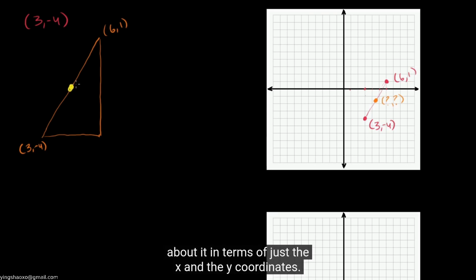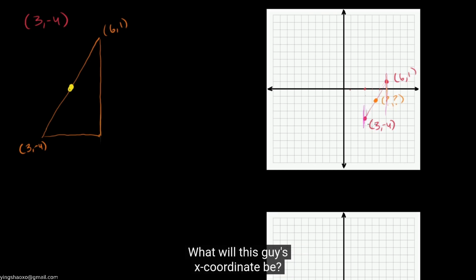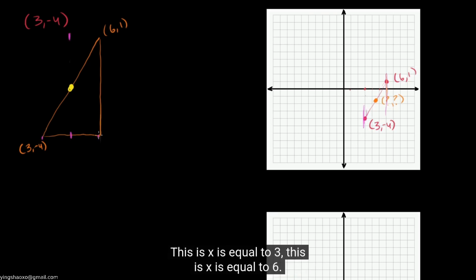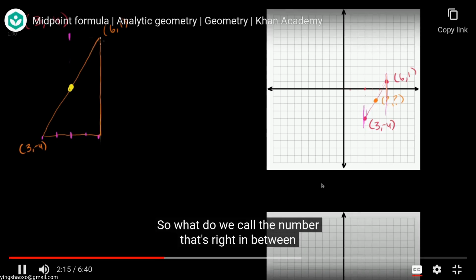But it's easy when you think about it in terms of just the x and the y coordinates. What's this guy's x coordinate going to be? This line out here represents x is equal to 6. This over here represents x is equal to 3. What will this guy's x coordinate be? Well, his x coordinate is going to be smack dab in between the two x coordinates. This is x equal to 3. This is x equal to 6. He's going to be right in between. This distance is going to be equal to that distance. His x coordinate is going to be right in between the 3 and the 6. So what do we call the number that's right in between?